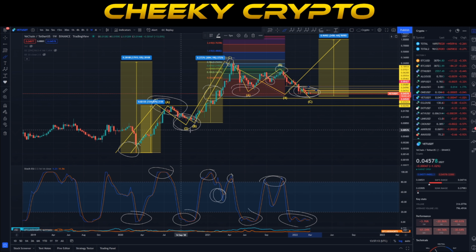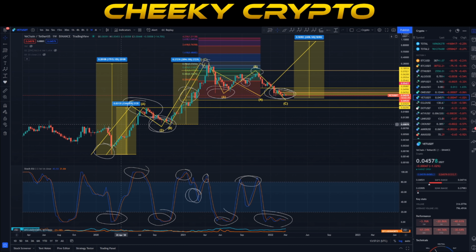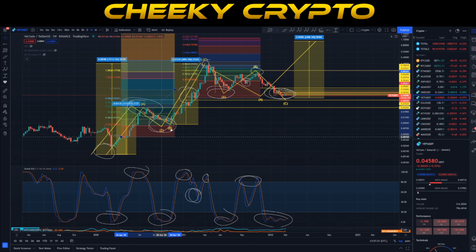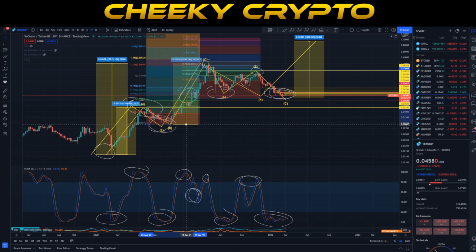So if we think about where the ends of these corrective moves are, if this is a wave 4, it would be the same scenario as with wave 2, meaning that we are looking for an explosive move to the upside. Now, when we follow Elliott wave theory, Vechain here hasn't actually met the minimum requirements for the third wave to be classed as impulsive, but it got close. It wasn't quite there.